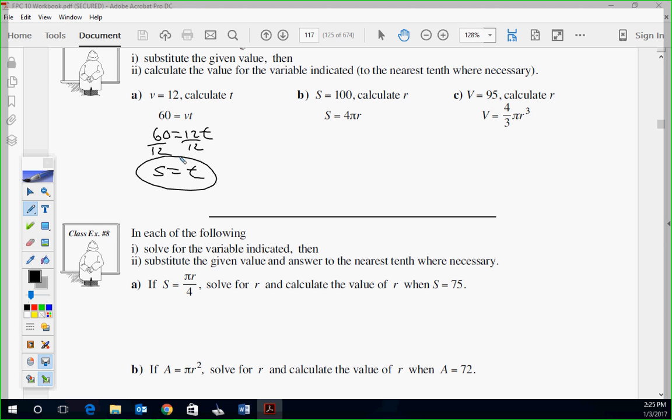This one, substitute 100 in. 100 equals 4 pi r. How do I solve for r? Yeah, divide by 4 pi. You can do 4 pi at the same time because 4 pi is a number.